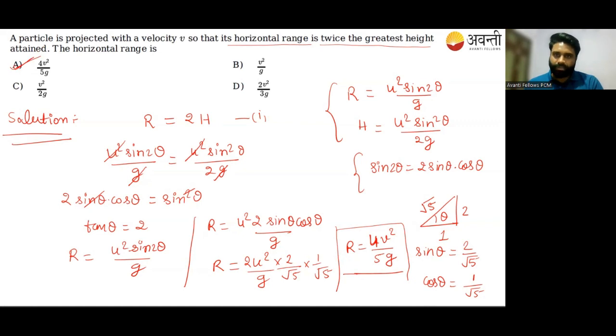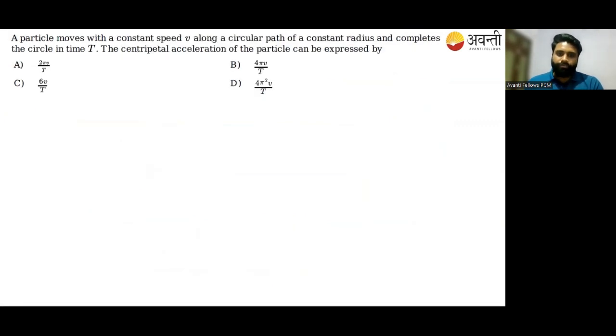Okay, I hope you got this. Move on to the next question. A particle moves with a constant speed v along a circular path of constant radius and completes the circle in time t. The centripetal acceleration of the particle can be expressed by. Okay, so this is a question from circular motion.